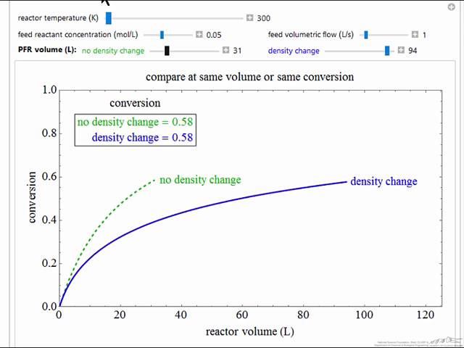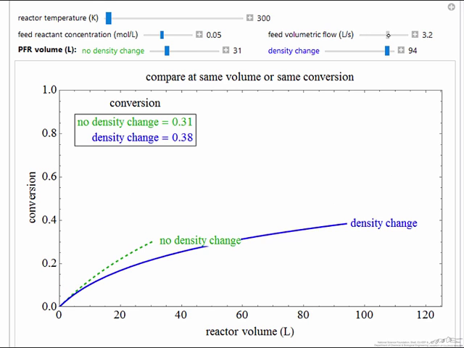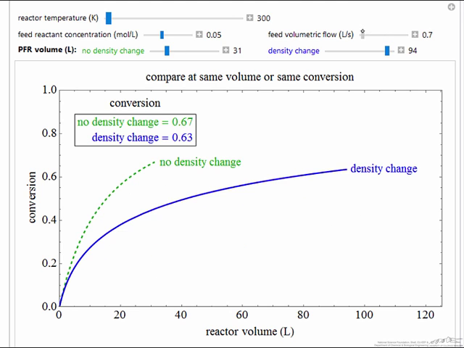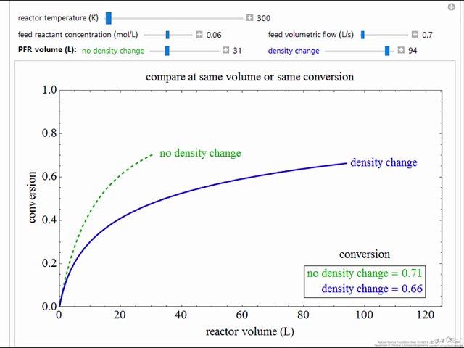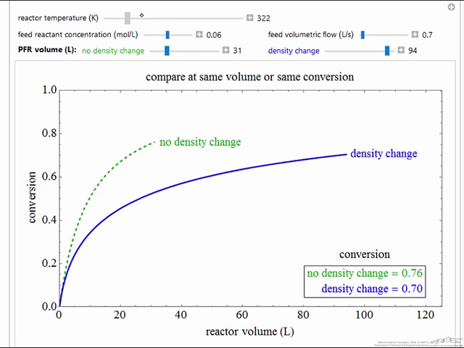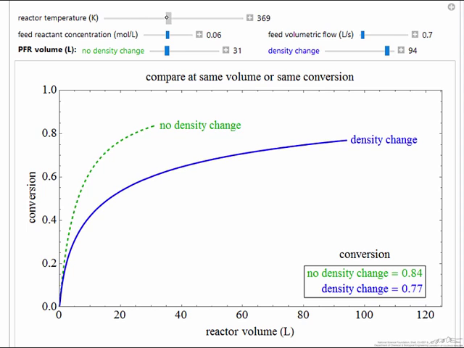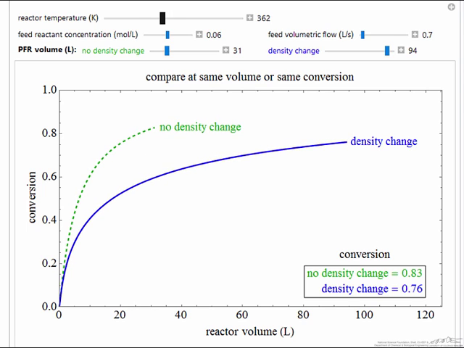And then the simulation allows us to change the feed volumetric flow rate, which of course affects the conversion. The reactant feed concentration, this is a second order reaction, so the reactant feed concentration is going to affect conversion. And then reactor temperature, of course, increases the rate constant, and so the conversion increases. And if we want to now compare at the same conversion, I can do that by lowering this volume. So they're about the same conversion.